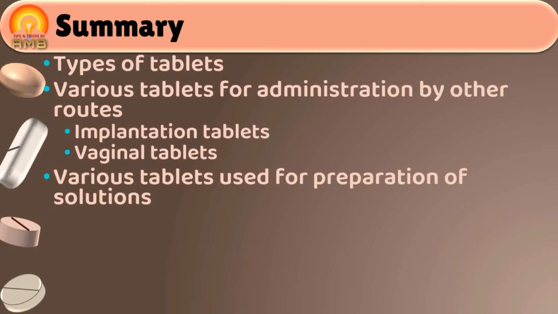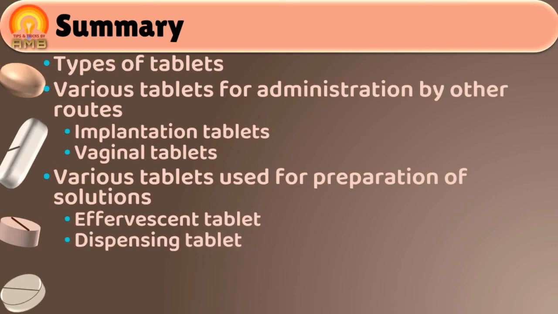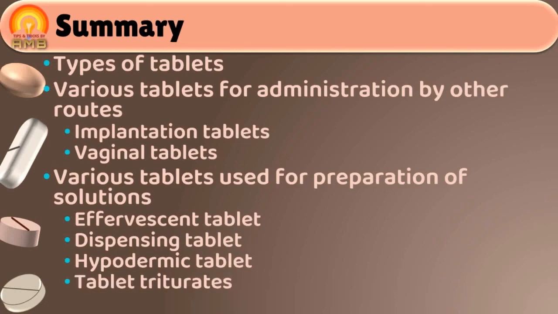Examples of such tablets are effervescent tablets, which are used for producing an effervescent solution and administered orally. Dispensing tablets, which are used for dispensing a solution of the drug by the pharmacist. Hypodermic tablets, which are dissolved in sterile water for injection, and the solution is introduced parenterally with the help of a needle and syringe. Tablet triturates are the tablets containing a potent drug and its solution is administered.